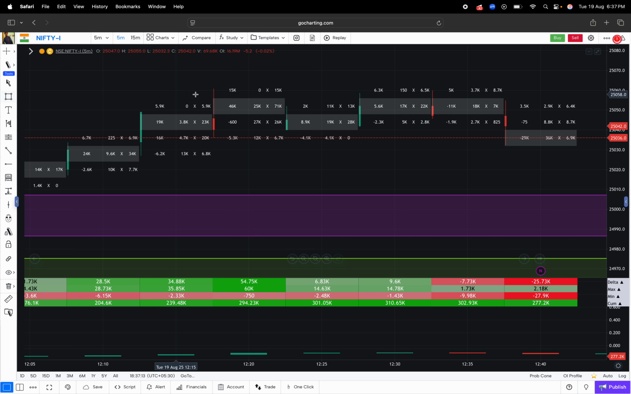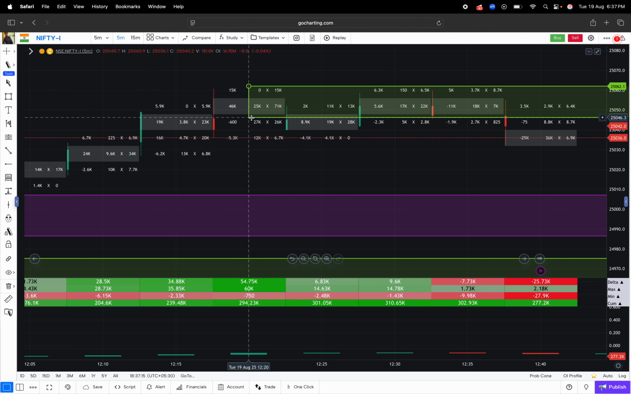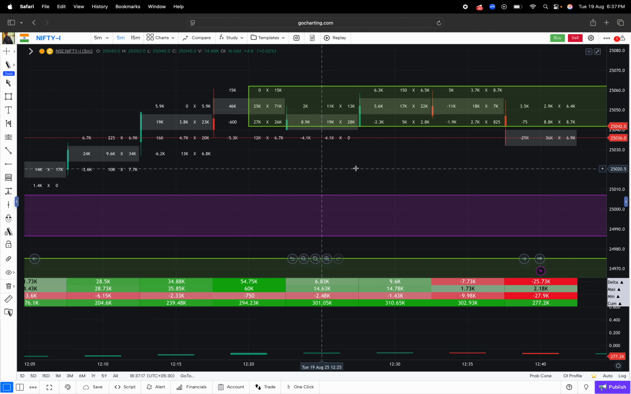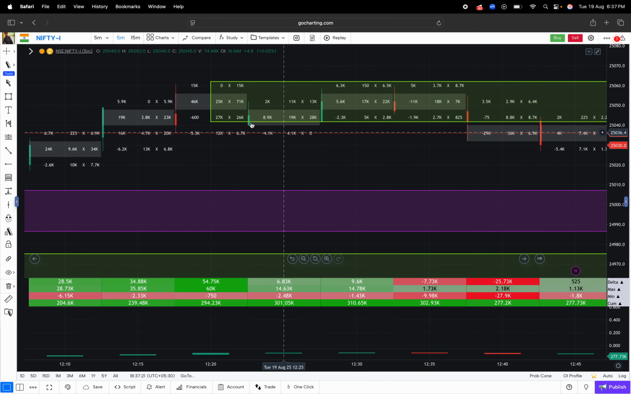So what we will do, we will try to mark this particular zone. But the next candle did not give a follow-up. We got a very good delta, but after getting a very good delta we need to wait for a follow-up candle, and that is not happening here. As you can see, the next candle immediately broke this particular 71k and 26k buyers.